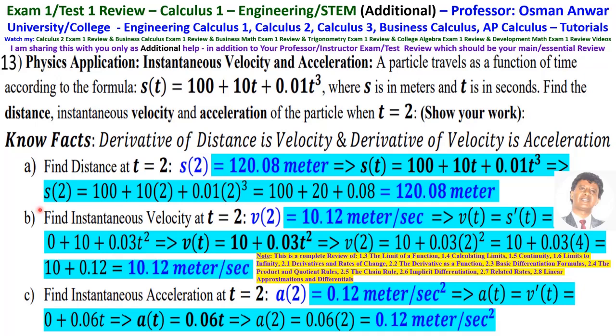Then C is find the instantaneous acceleration at t equals 2. We don't have the formula for acceleration, but we have the formula for velocity now. If we take the derivative of the velocity, we get acceleration. So the derivative of 10 is 0. The derivative of 0.03t squared is 0.06t. Then the acceleration formula is a of t equals 0.06t. Then a of 2 is 0.06 times 2, which is 0.12 meters per second squared.